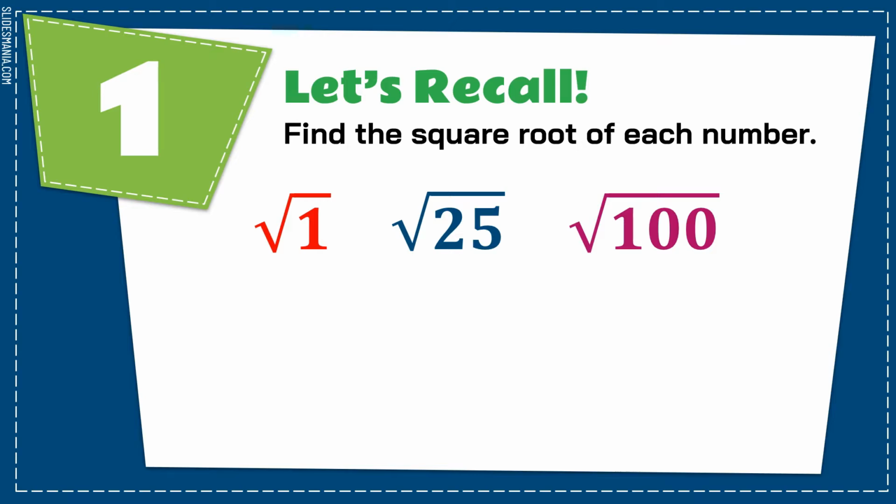Stop. For square root of 1, the answer is 1. How about for the square root of 25? You are right. The square root of 25 is 5. And the square root of 100 is? Correct, 10. Great job, grade 7 learners. You really listened to teacher Lori last time. Since we obtained whole numbers as the square root of 1, 25, and 100, these numbers are called perfect squares.